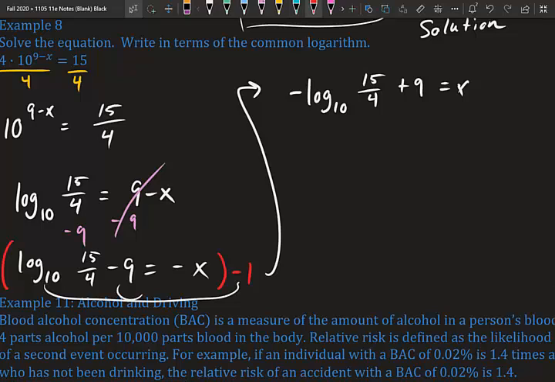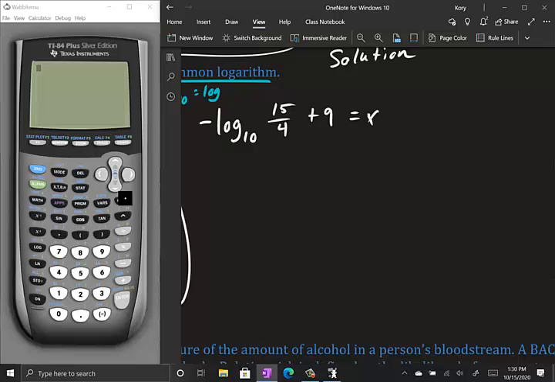Write in terms of the common logarithm. Common logarithm is log base 10, or if it just says log. That's log base 10. The button on your calculator that says log is log base 10. So we can plug this into our calculator. So this would be our exact answer.